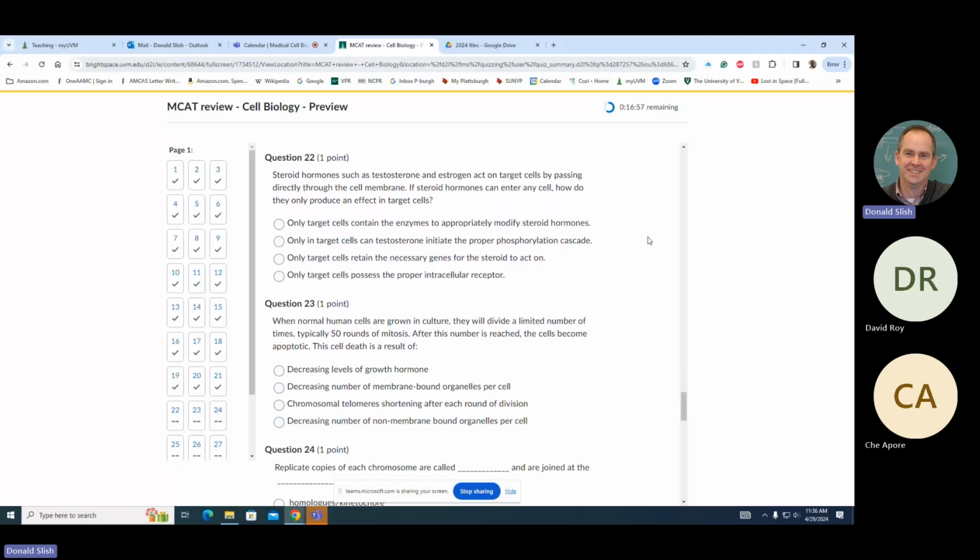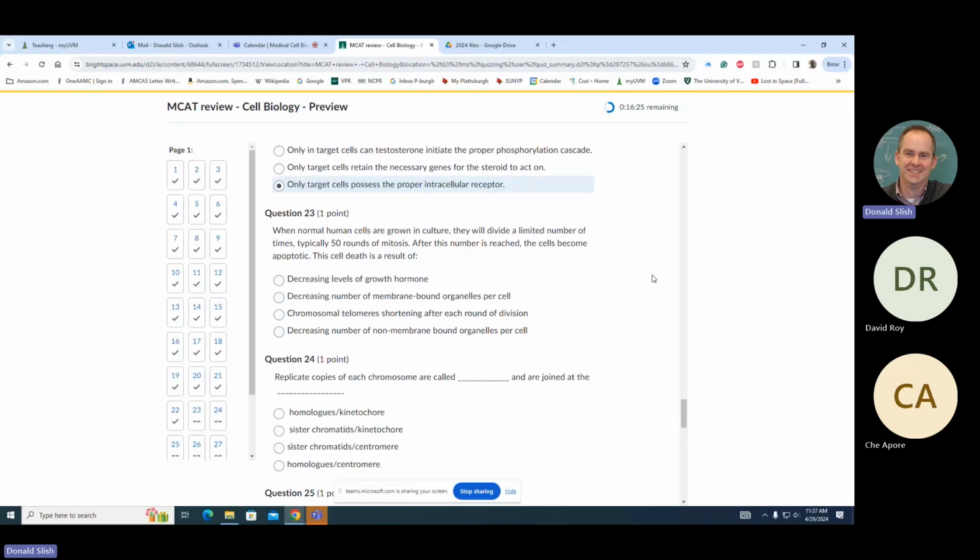Steroid hormones such as testosterone and estrogen act on target cells by passing through the membrane. If steroid hormones can enter any cell, how do they only produce effects on target cells? This is pretty easy. Only target cells have the intracellular receptor. All cells have the same genes. Proper phosphorylation cascade, no. Enzymes to modify, no.